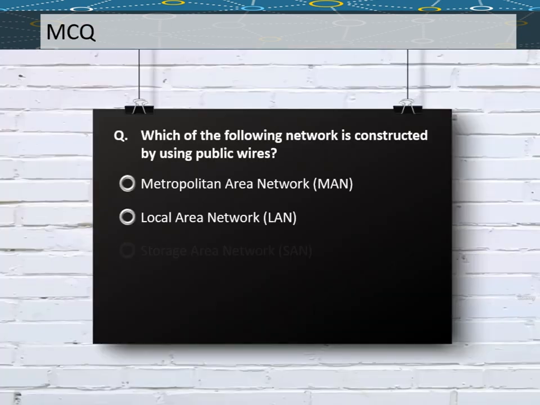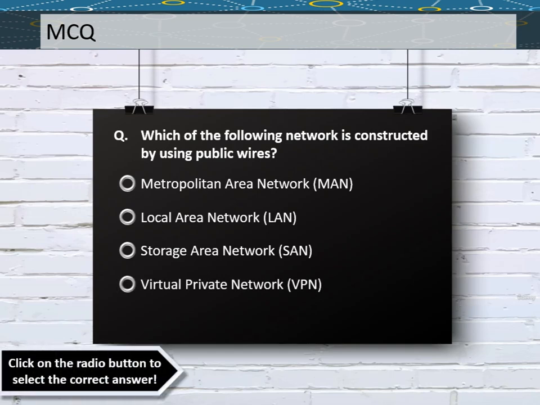Here's a question for you. Which of the following network is constructed by using public wires? Is it Metropolitan Area Network (MAN) or Local Area Network (LAN)? Is it Storage Area Network (SAN) or Virtual Private Network (VPN)?